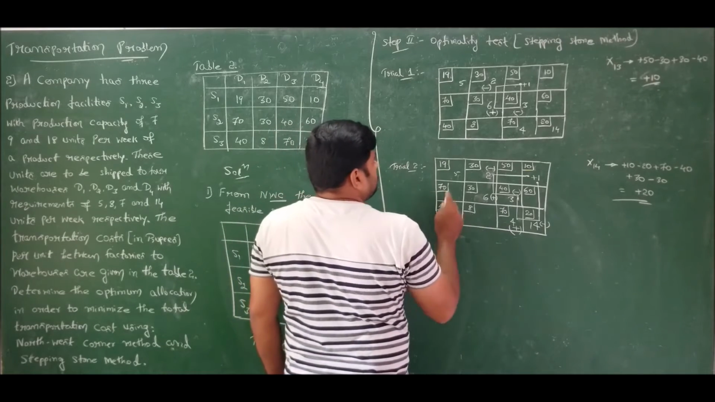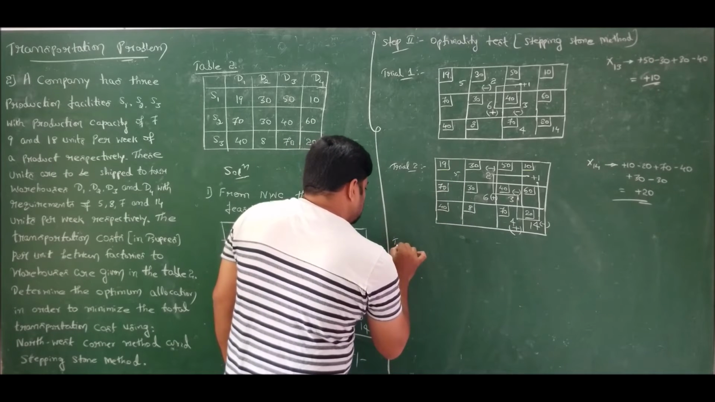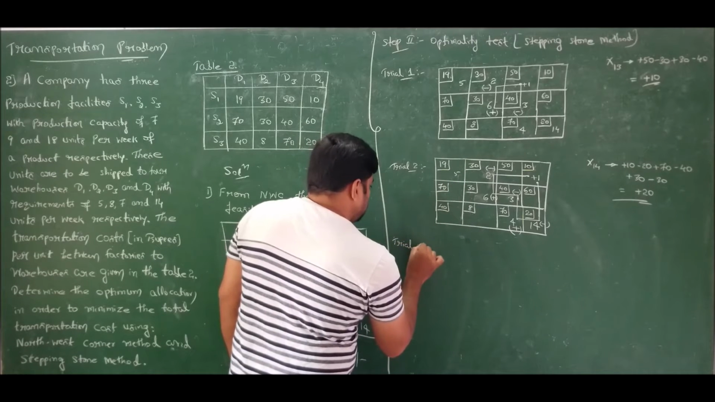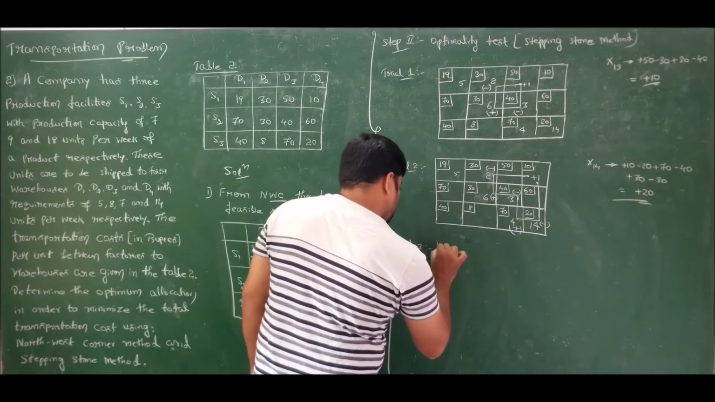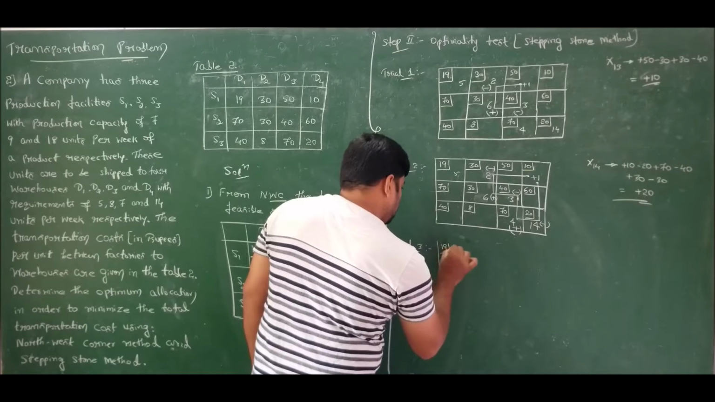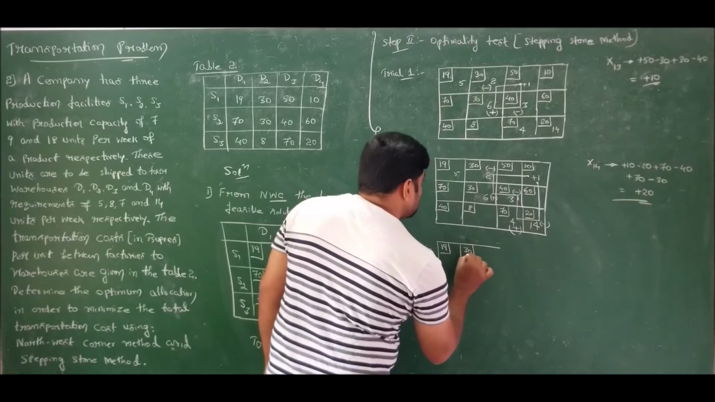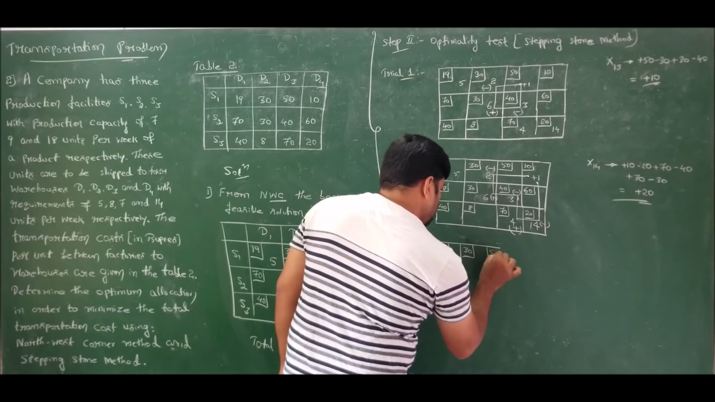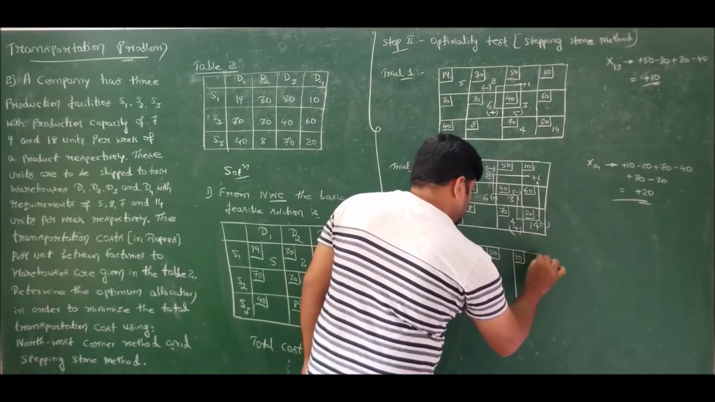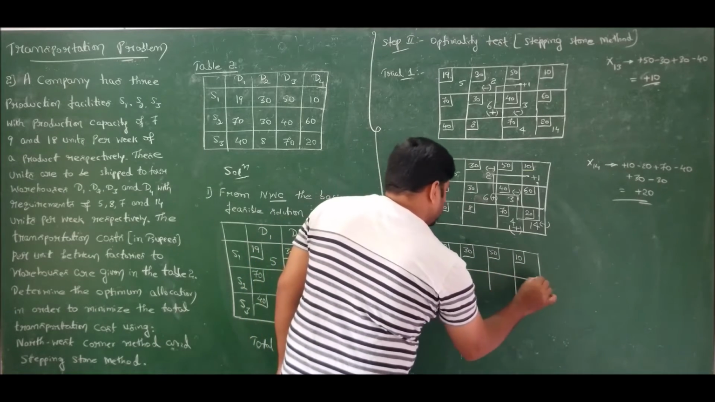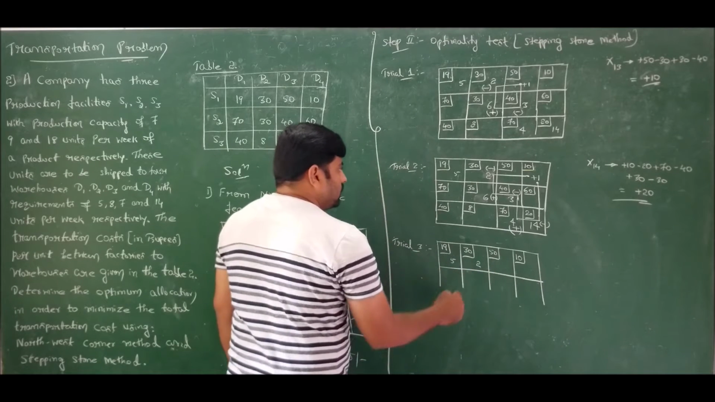Next we have 4 more to check. Let us check those things. Moving to trial 3. If I move to trial 3, we have 19, 30, 50, and then we have 10, with allocations of 5 and 2 in x11 and x12.